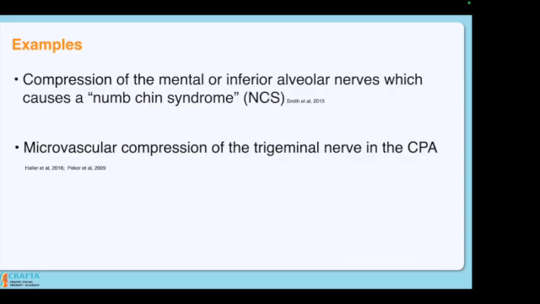Another example, think about the microvascular compression of the trigeminal nerve in the CPA. And we know that if there is a compression, and CPA is the cerebellopontine angle, so that's the area behind the brainstem, a little bit before the cerebellar area. If there is a compression there, in this case a microvascular compression, it could lead to problems in the trigeminal nerve. So that's a classical situation for a compression neuropathy.